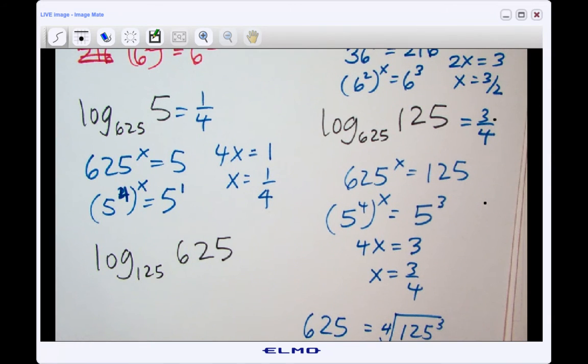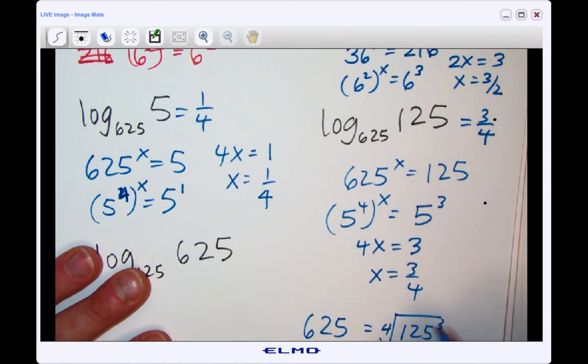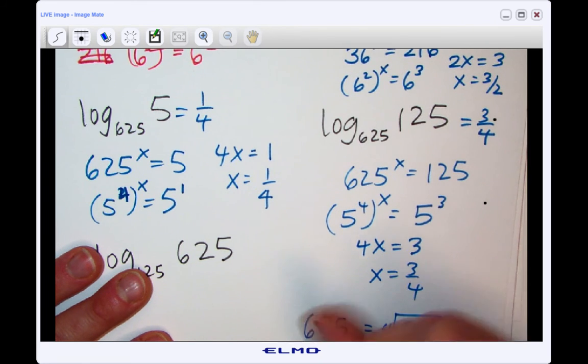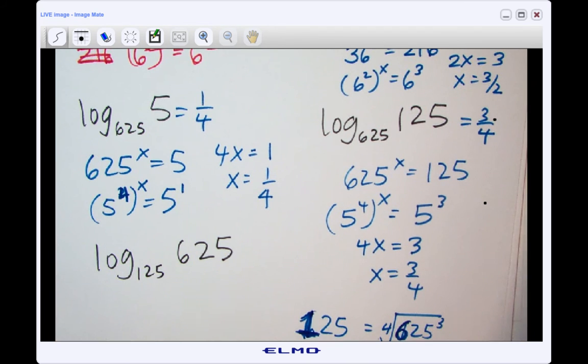Okay, so, oh boy, I did it wrong. That's not at all what it says. This one's supposed to be the 625. And this one's supposed to be the 125. There we go. Now it's right.